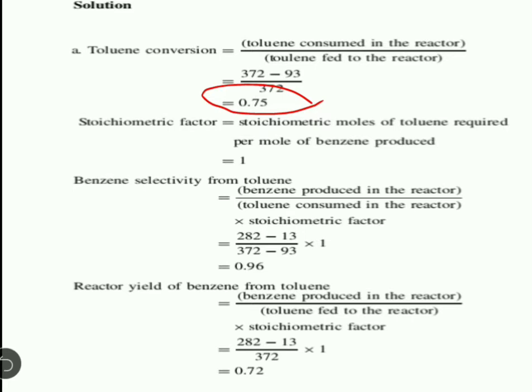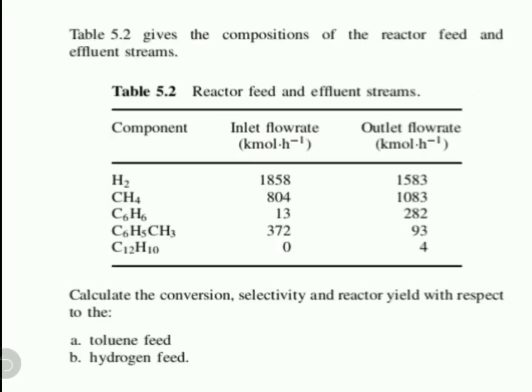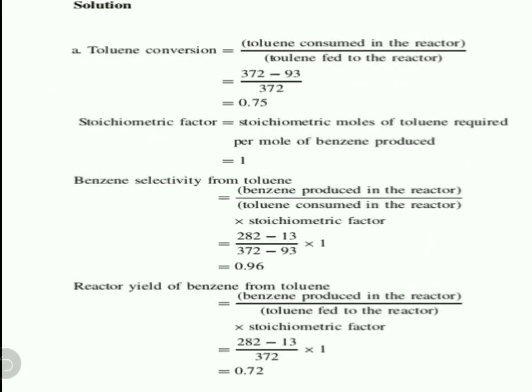Now the stoichiometry factors are 1, so we can calculate the selectivity as benzene produced in the reactor to the toluene consumed in the reactor. So benzene produced we can calculate by considering the difference, and toluene consumed in the reactor is the same value, so we get the selectivity of 0.96.